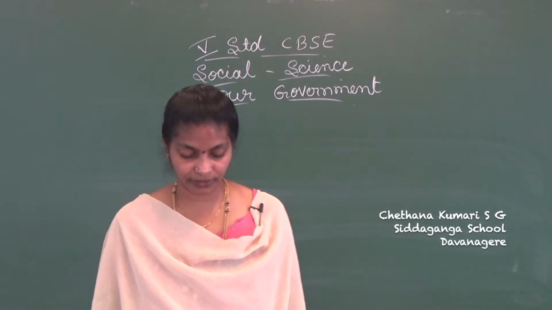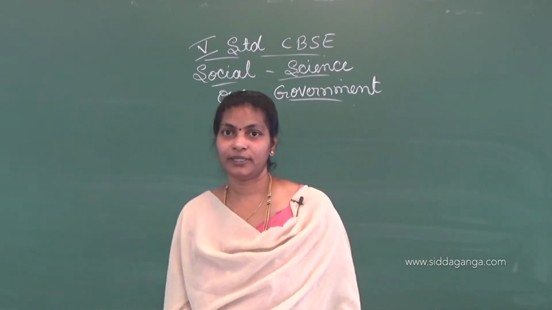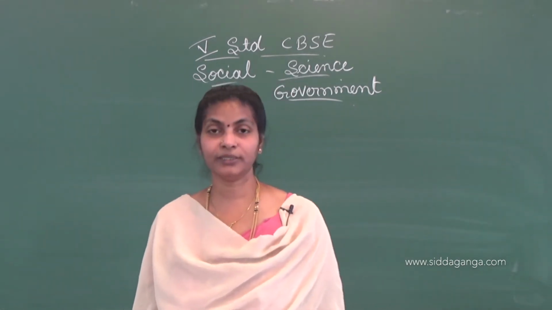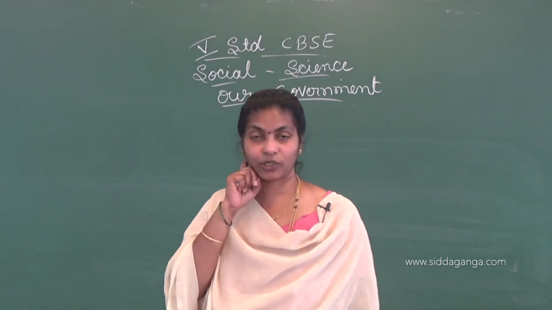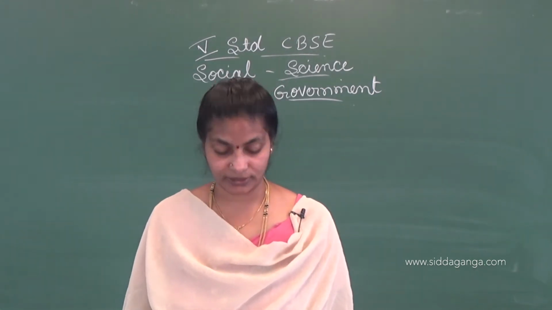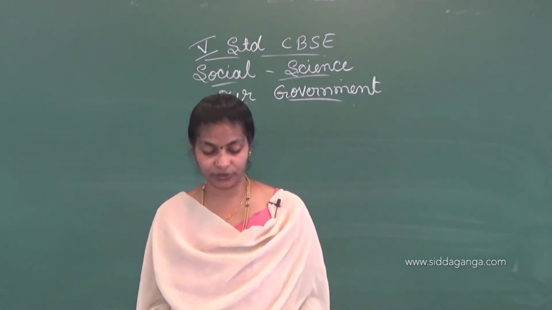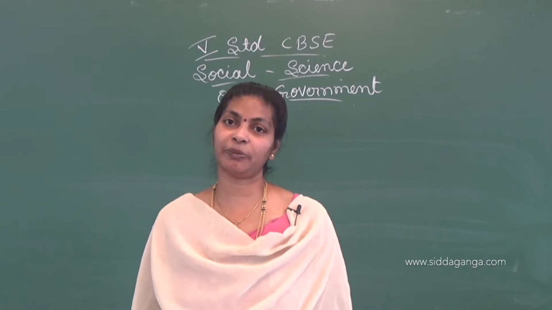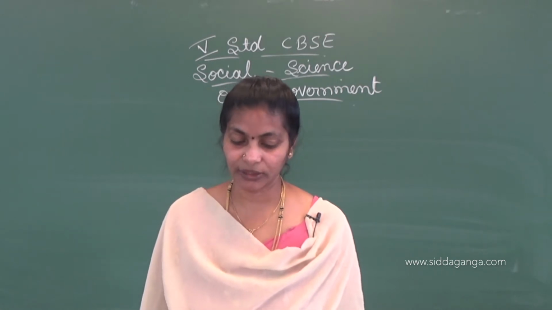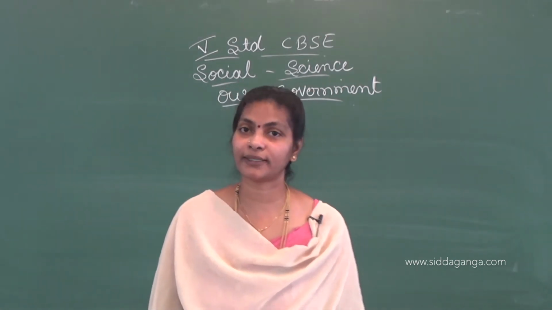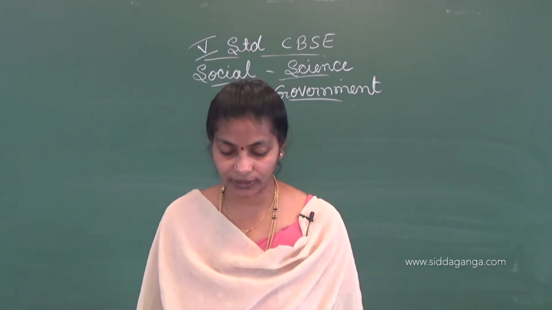In the last class, we were learning about our government, isn't it? We already explained some points, especially about the central government. I already told you the central government exercises its power through three wings: Union Legislature, Union Executive and Union Judiciary. I already explained the two important houses of the legislature, Lok Sabha and Rajya Sabha. Rajya Sabha is the upper house and Lok Sabha is the lower house.